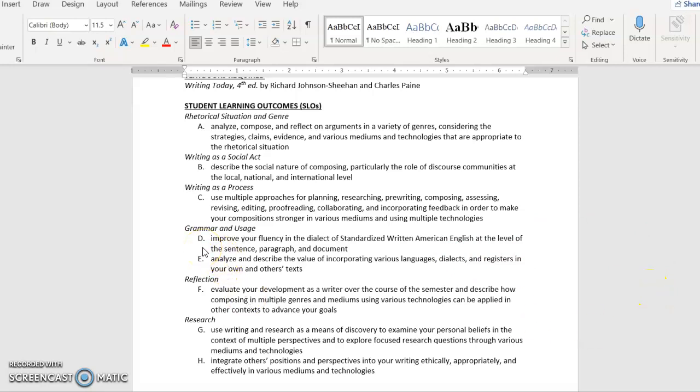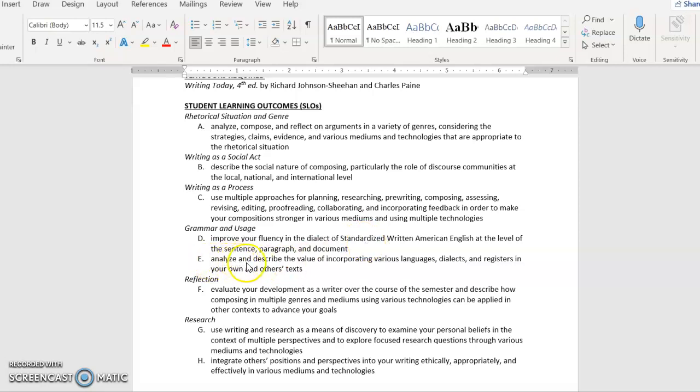So SLOs D and E are grammar and usage, right? So improve your fluency in the dialect of standardized written American English at the level of the sentence, paragraph, and document. Okay, and we say standardized written American English basically for lack of a better word, and with full recognition that the idea of a standardized written American English is inherently hierarchical and very problematic, and that it is basically an agreement by the people in power that this is how language is used right now, and that all of this can change tomorrow and probably will change in a couple years.